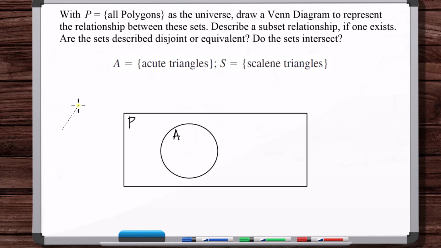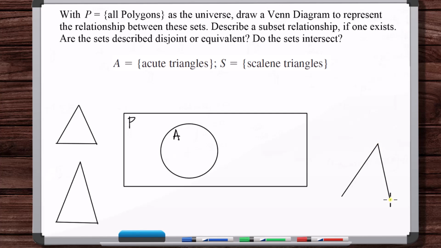You can absolutely have a non-scalene triangle be acute. Here's an equilateral triangle. That's acute. You could have an isosceles triangle. That's not scalene, but that's acute. We could definitely have an acute triangle be scalene, something like that. So here we're going to have another intersecting relationship.